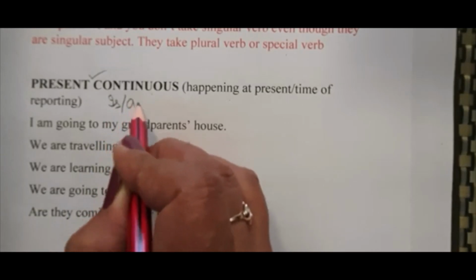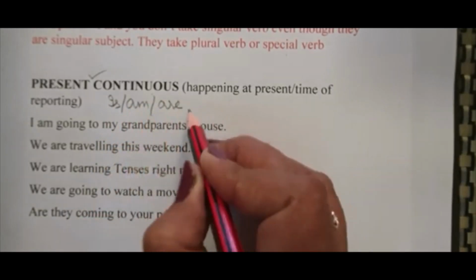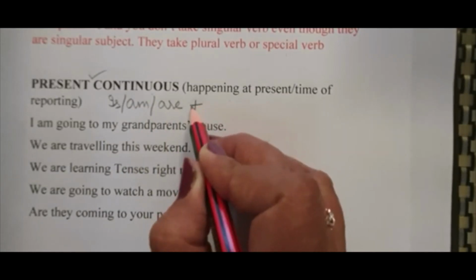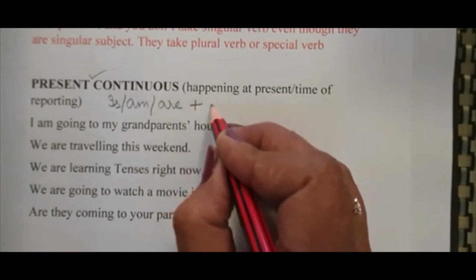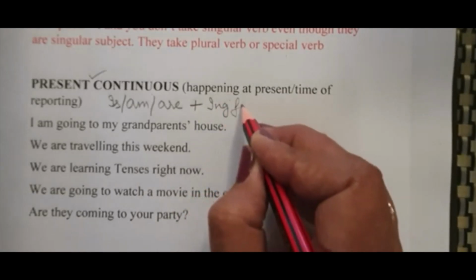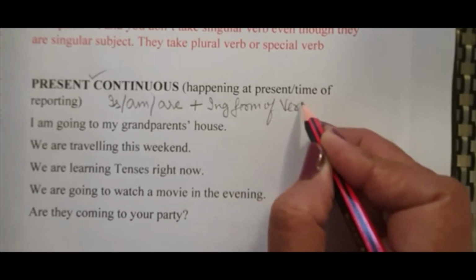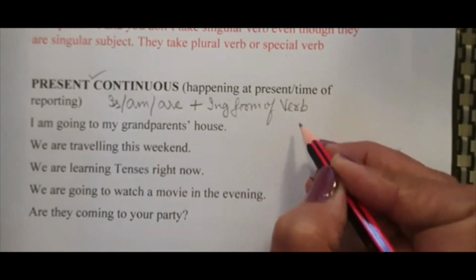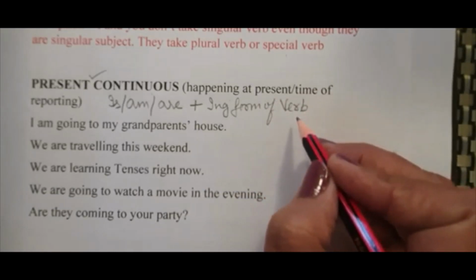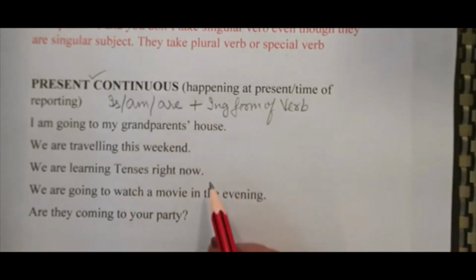Is, am, are, they are helping verbs. Along with these helping verbs, we use the ing form or present participle form of verb. It means we can add ing after any verb: play, playing, go, going, read, reading, write, writing, and so on.